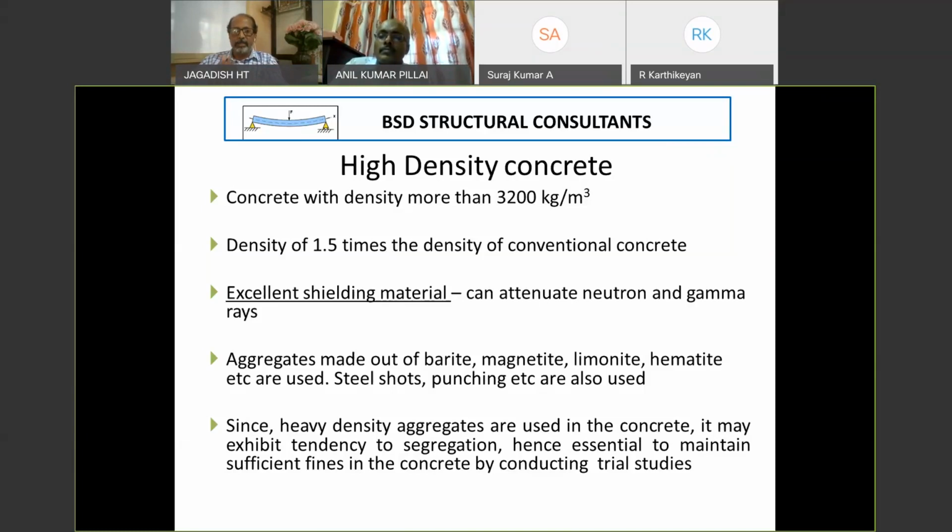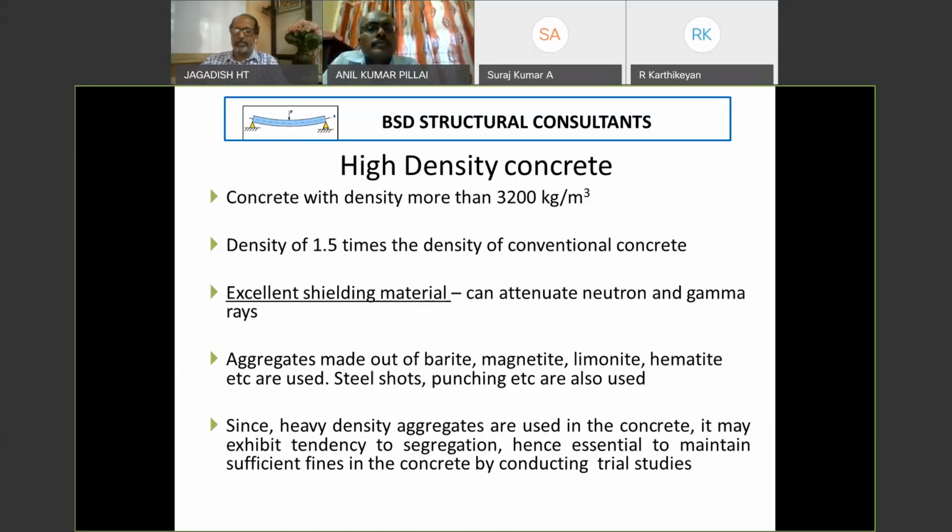As I said, the density is 1.5 times the density of conventional concrete. So it is an excellent shielding material that can attenuate neutron and gamma rays. This particular aspect I'll explain in the next slide. Aggregates, as I told, can be made out of barite, magnetite, limonite, hematite, etc. In Kaiga, we use hematite aggregate. It is available from Bellary. We used to bring hematite from there, crush it at site and use it.